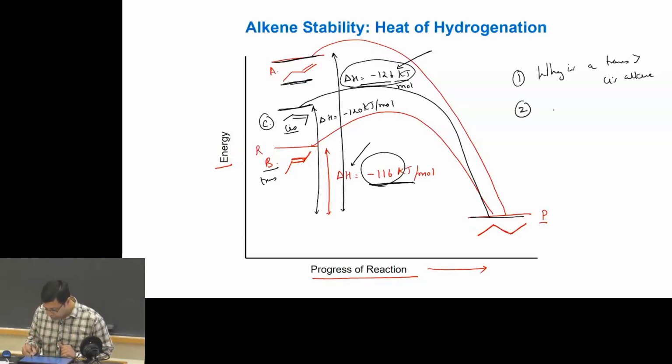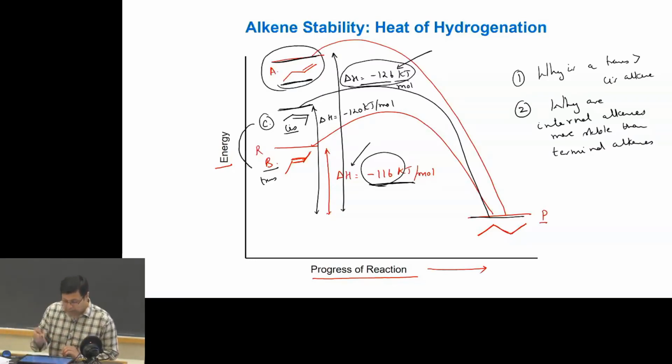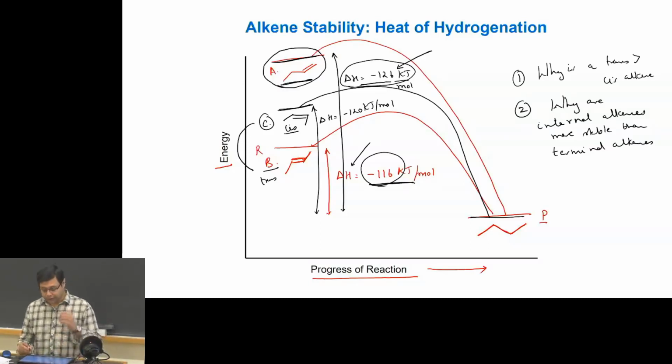Question number two, why are internal alkenes more stable than terminal alkenes? So as you can see, B and C, which are internal alkenes, they are more stable, they are lower in energy compared to the terminal alkene A. So let's first answer question number one.